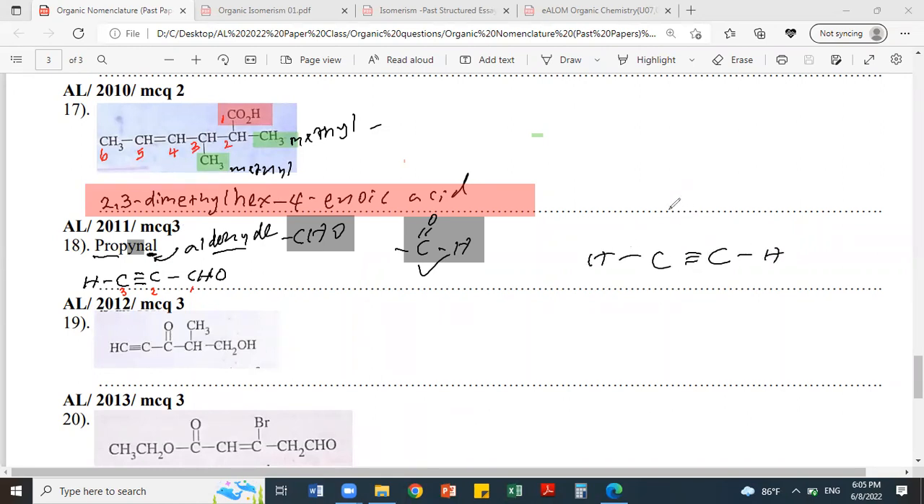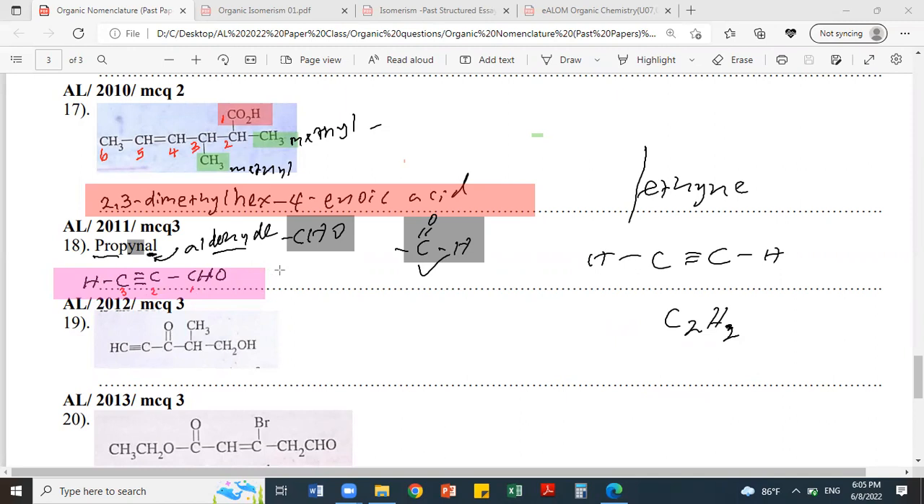This is called ethyne. What is this called? Eth means 2 carbon. Ethyne, alkyne. So this is C2H2. Right? C2H2. Okay, now correct. CH triple bond C, CHO. Okay, now correct. Chanumi, is that clear? Got it? Okay. Then we'll move to the next one.